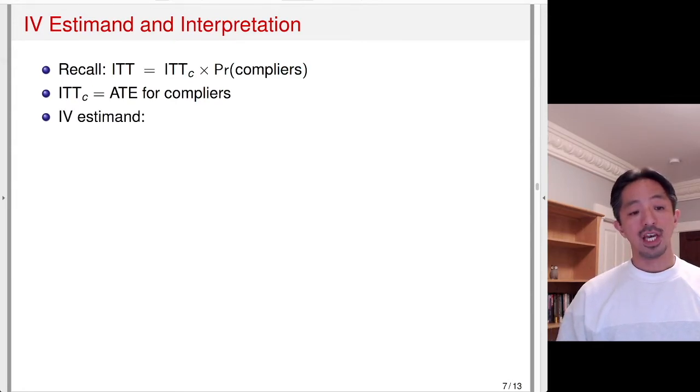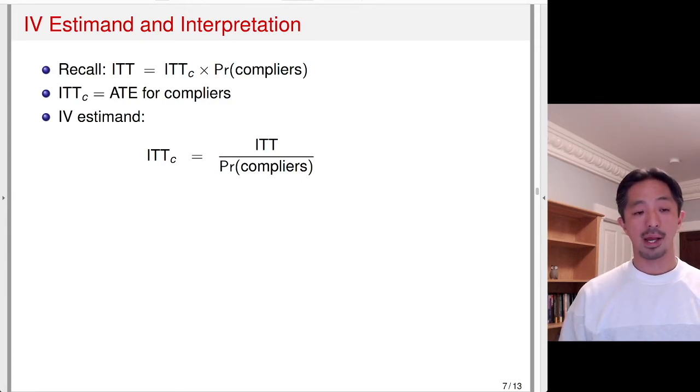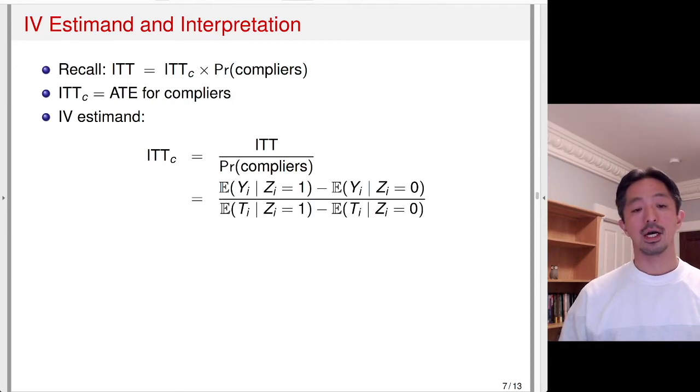Therefore, we can write the IV estimand, the instrumental variable estimand. Estimand is the quantity that we want to estimate. We can show that the instrumental variable estimates the ITT effect for compliers, which, as I said, is the average treatment effect for compliers. By rearranging the equality, we can show that it is equal to the ratio of the overall ITT effect in the numerator, and in the denominator, we have the proportion of compliers. And as I discussed, the proportion of compliers is identified as the ITT effect of encouragement on the treatment take-up. So we just have two differences in means.